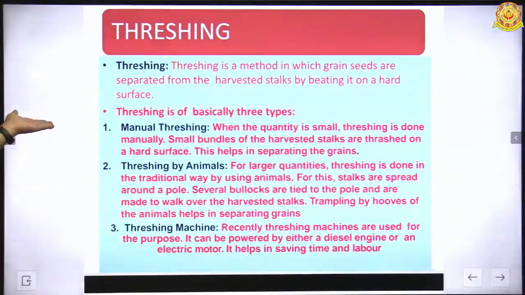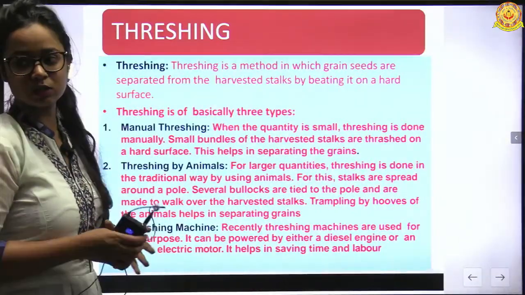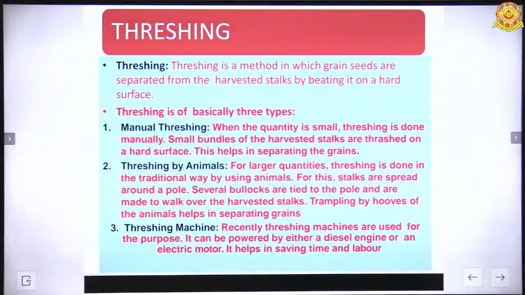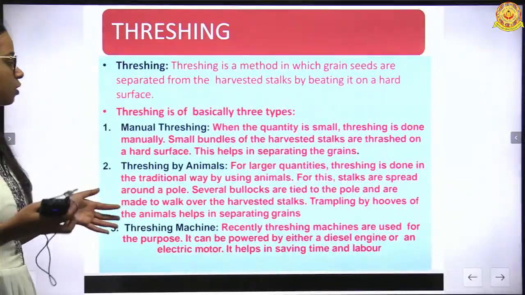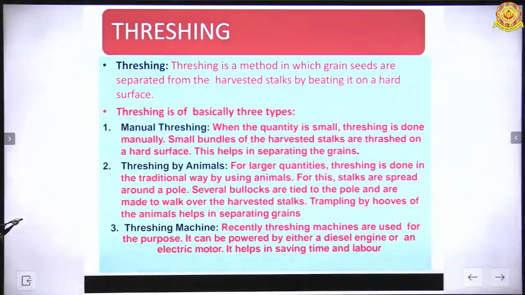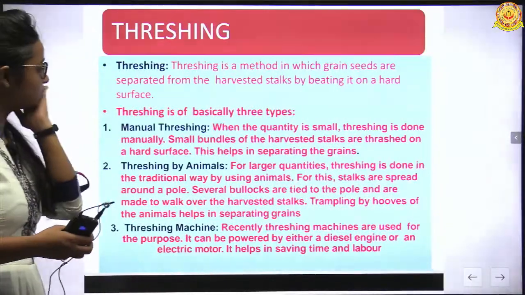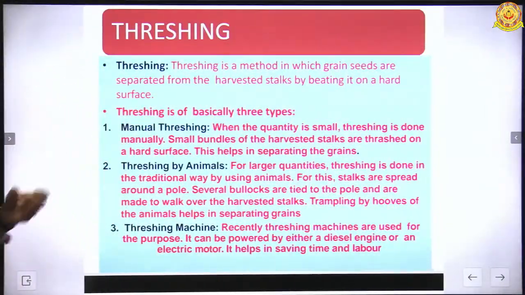Why do we use this method? Because hand picking is not possible for separating a single grain from the stalk of wheat or rice. So that's why we use the threshing method, in which we beat the stalk of rice or cereal on a hard surface.